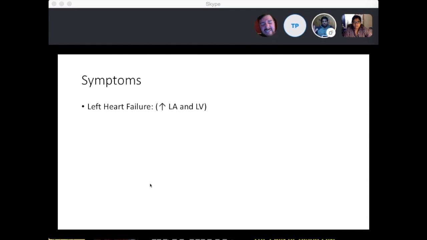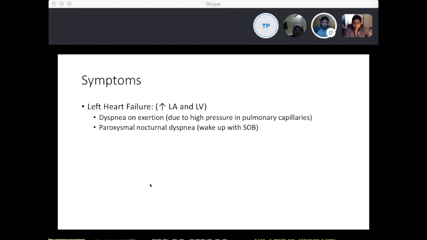So let's talk about left heart failure specifically, and then we'll switch to right heart failure. So in left heart failure, you have an increase in left atrial pressure and ventricular pressure. So what kind of symptoms would you see in left heart failure? Dyspnea. Respiratory distress. You also see orthopnea and paroxysmal nocturnal dyspnea. So these are the symptoms that you would see as far as left heart failure.